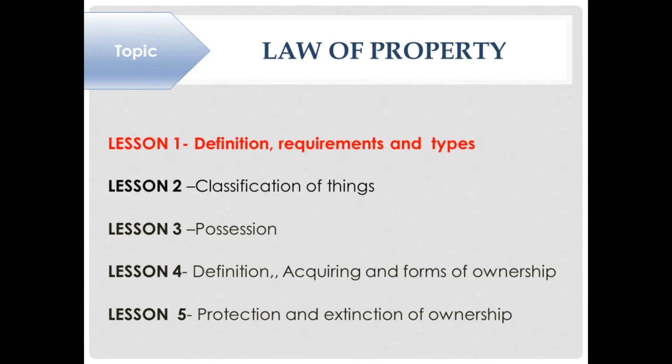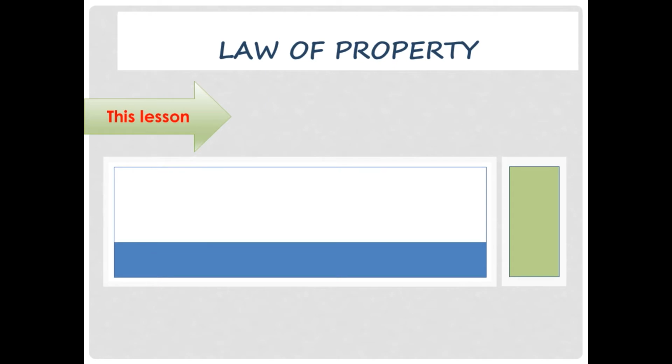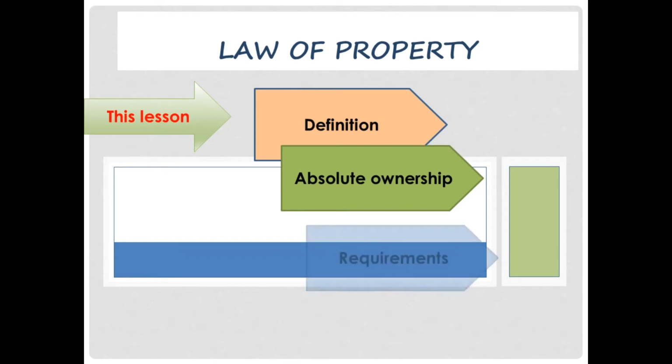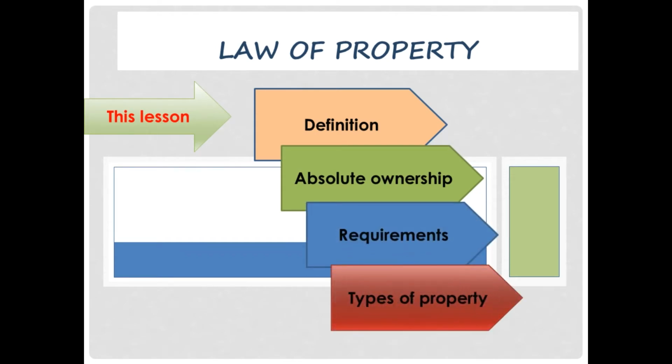This is our first lesson. We are going to look at the definition, requirements and the types of property we have. In this lesson, first of all we are going to look at the definitions, then absolute ownership, requirements, and the types of property we have.